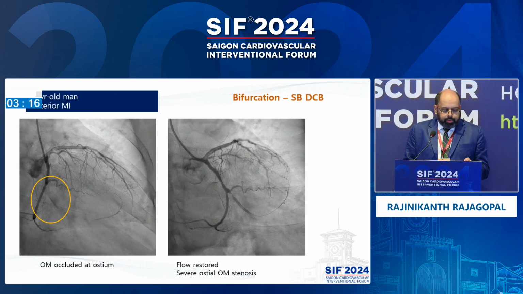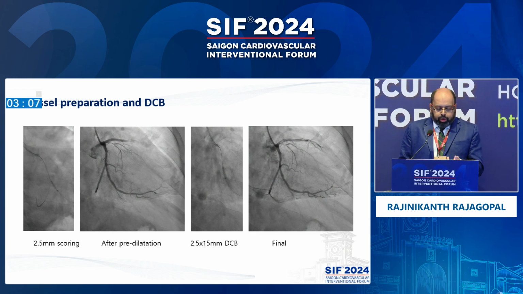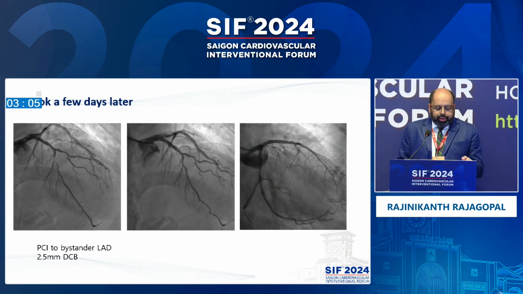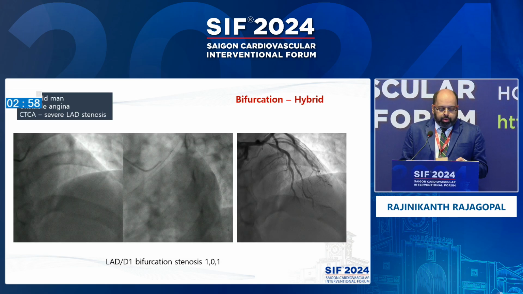This is a young chap, a 49-year-old with posterior MI. He had ostial occlusion, and after restoring flow, we just did DCB, and we got a good final result. He came back for a staged PCI for the LAD, and at that time the OM looked bigger, which you would expect following an MI, and had a good result.